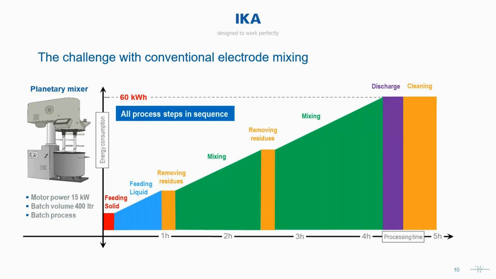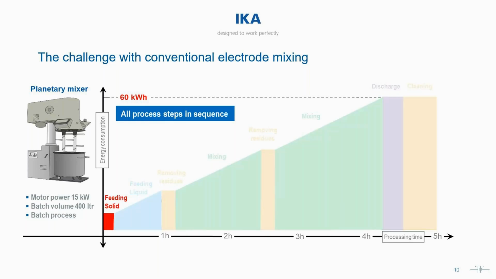So the challenge with the conventional electrode mixing that the industry is facing right now, if you take a look at the graph, we can see energy consumption on the y-axis and time on the x-axis. These are averages taken across the board. If we assume we have a batch volume of 400 liters and an average motor power of 15 kilowatts, this is what a typical life cycle of an electrode mix looks like.